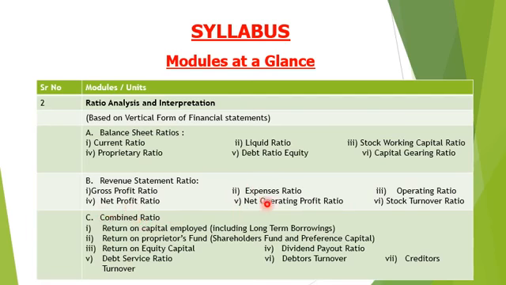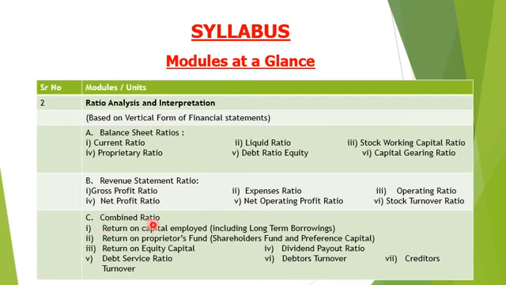The fourth ratio is the net profit ratio and the net operating profit ratio. Here the formula is net profit before tax upon net sales into 100, or net profit after tax upon net sales into 100. And the last one is the stock turnover ratio. Stock turnover ratio means cost of goods sold upon average stock. Average stock means opening stock plus closing stock divided by 2. All these six ratios are covered as the revenue statement ratios: gross profit ratio, expenses ratio, operating ratio, net profit ratio, net operating profit ratio, and the stock turnover ratio.